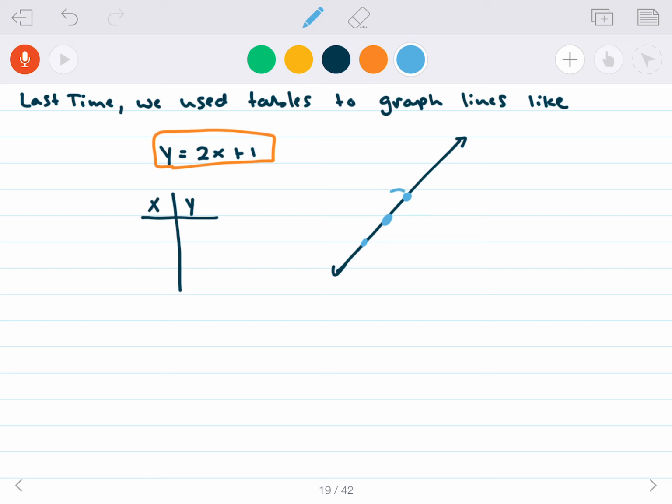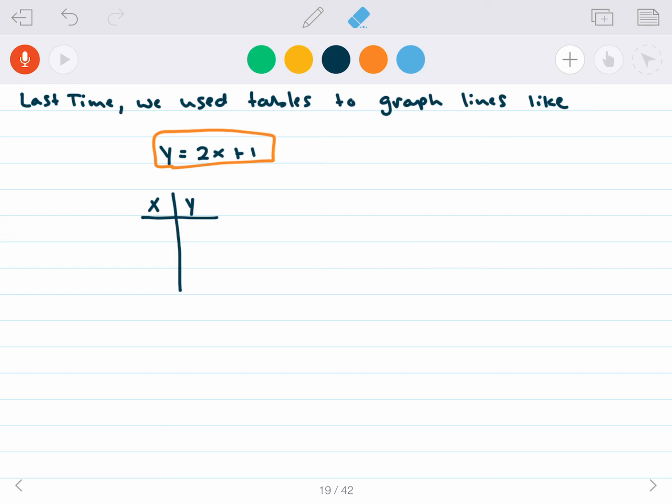Now what's kind of cool is that a line, last time we looked at finitely many points on a line, right? We took 3 x values, we plugged them into a rule, and we got out 3 y values. But in reality, a line has infinitely many points because we can choose infinitely many x values to plug into a rule. So that's just an interesting little thing there.